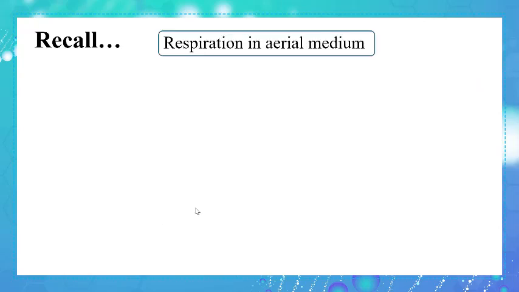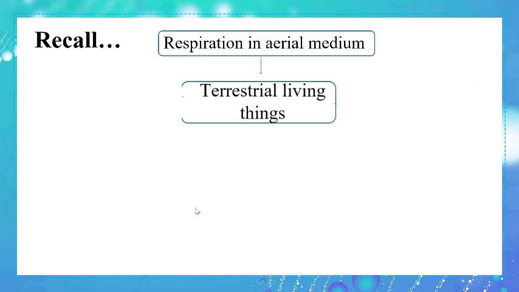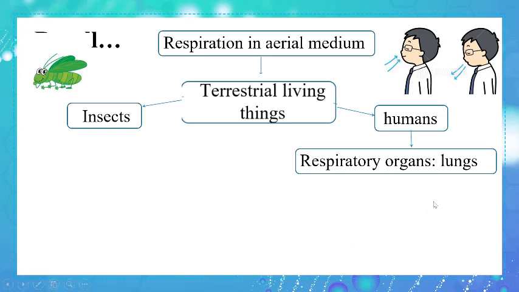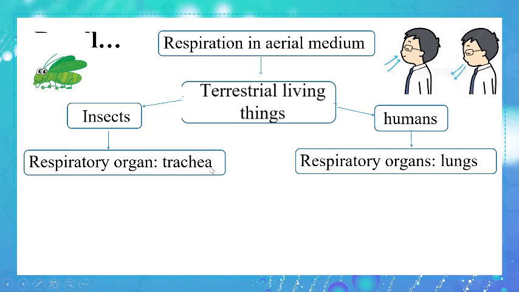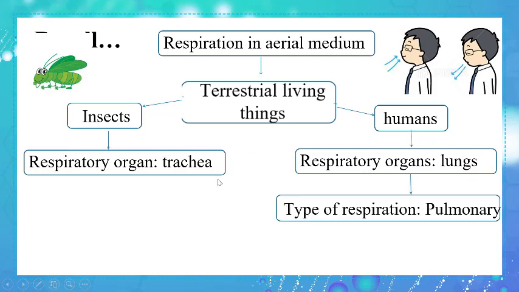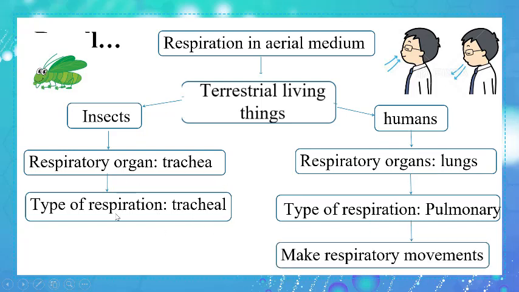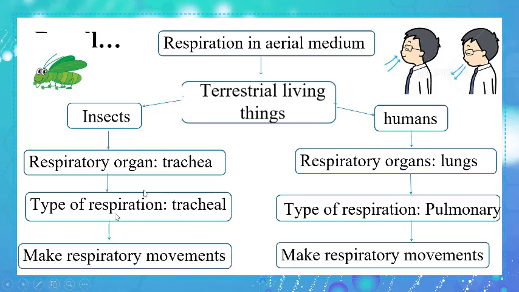We talked before about respiration in aerial medium and we discussed respiration in some terrestrial living things. We talked about respiration in humans and in insects. In humans, the respiratory organs are the lungs, while in insects, the respiratory organ is the trachea. In humans, the type of respiration is pulmonary respiration, while in insects it is tracheal respiration. Both make respiratory movements during respiration.